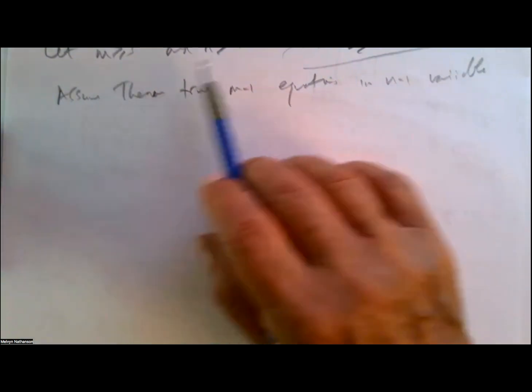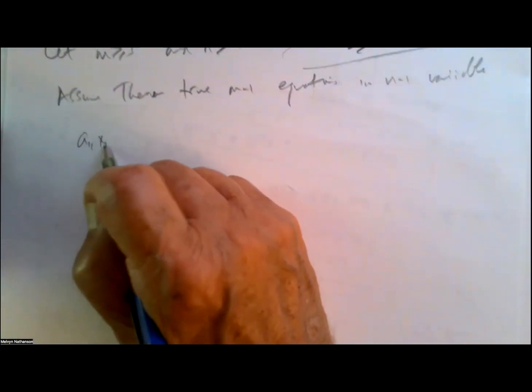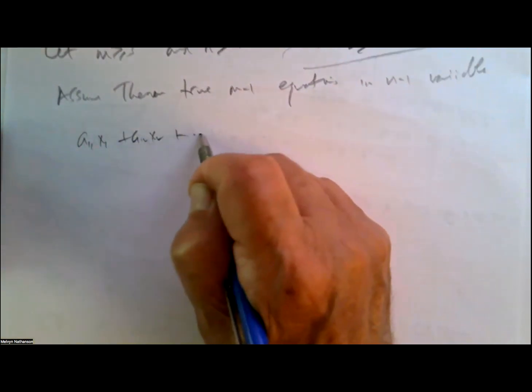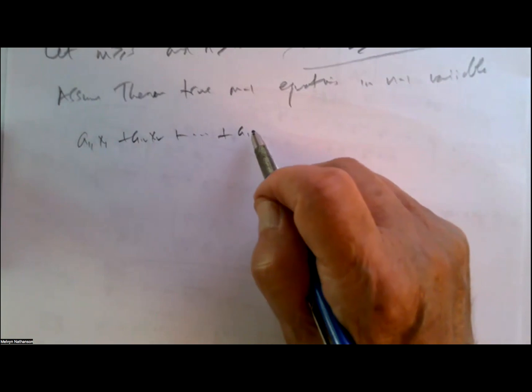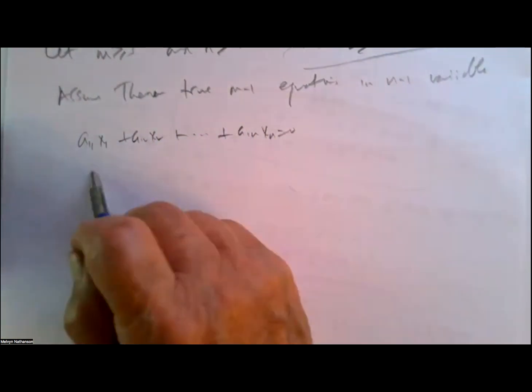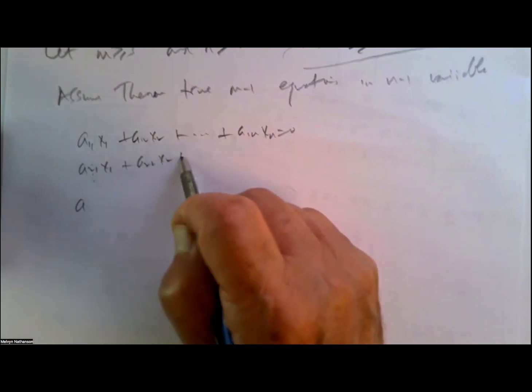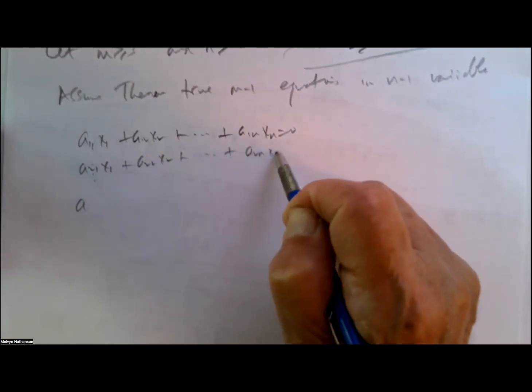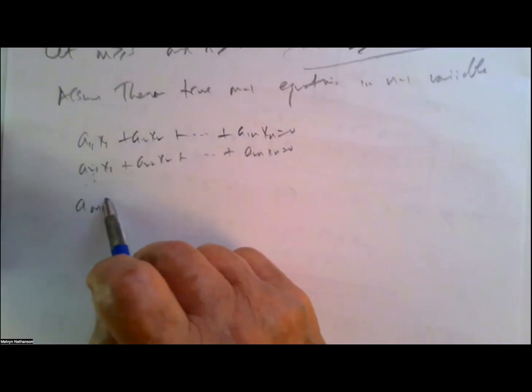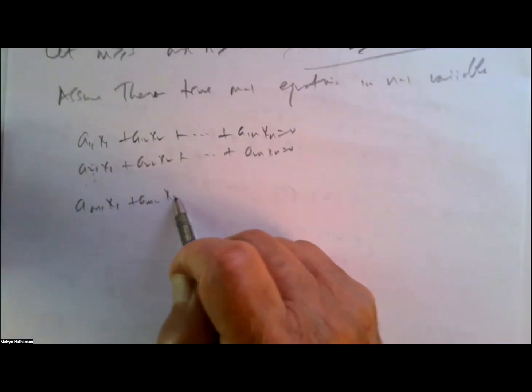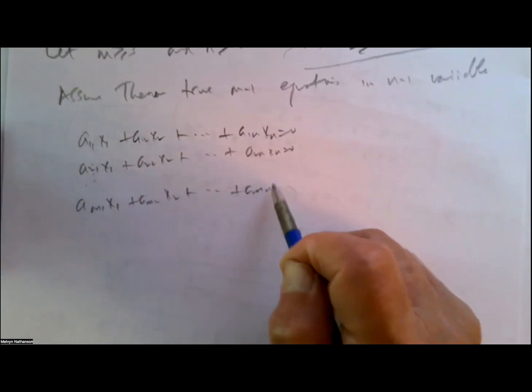And now I'm considering m equations in n variables. That is a11 x1, a12 x2, up to a1n xn equals 0. a21 x1, a22 x2, up to a2n xn equals 0, down to am1 x1, am2 x2, up to amn xn equals 0. This is m equations and n variables. And again, we have the same two cases.